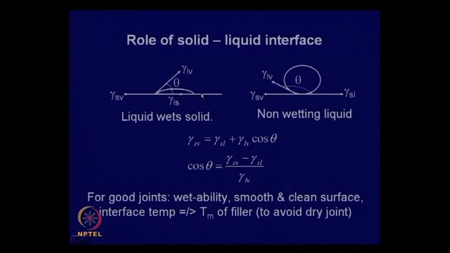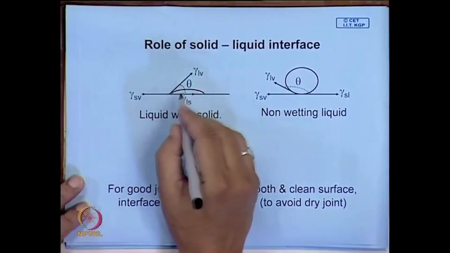Therefore, it must be wettable, whereas this is an extreme case here, a non-wetting liquid. For good joints we need wettability, and apart from wettability we need a smooth clean surface, and the interface temperature should be at least equal to or greater than the melting point of the filler, and this will help avoid dry joints. It is quite interesting to look at the relative magnitudes of these surface energies.